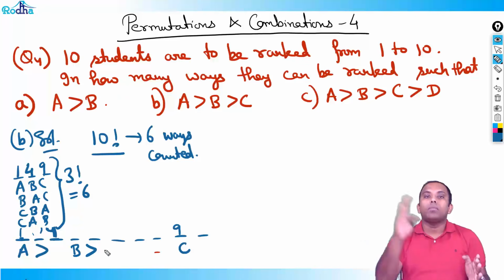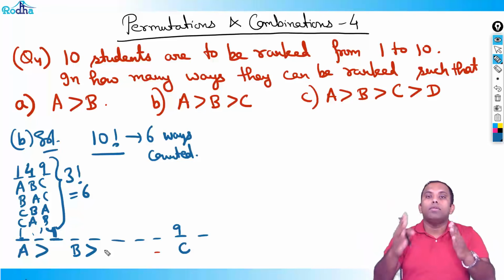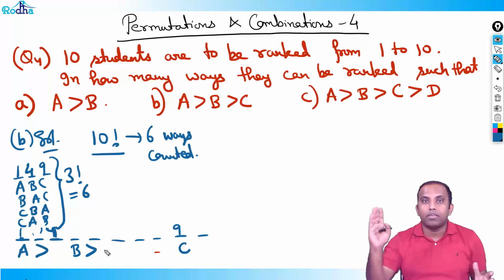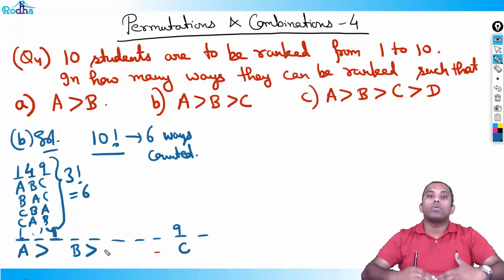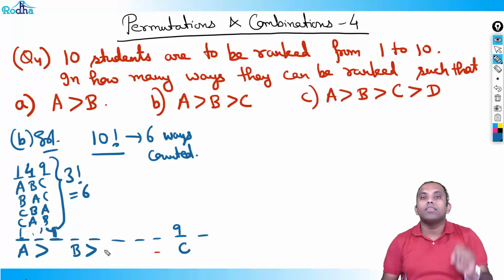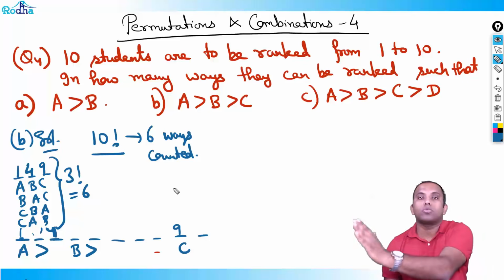So at 3, 5 and 10, they can be shuffled in 6 ways, right? A3, B5, C10, then A5, B3, C10, then C5, A3, B10, right? Like this I can shuffle in 6 ways, 3 factorial, 6 ways, right? But out of the 6 ways, I want only one way. That is, A should be greater than B, should be greater than C. That means A should be at 3, B should be at 5, and C should be at 10.